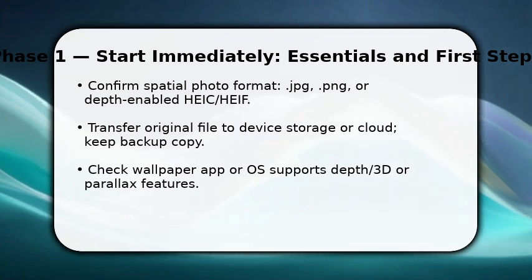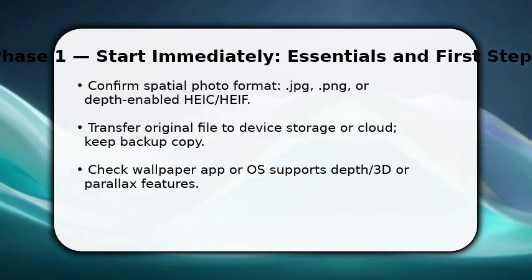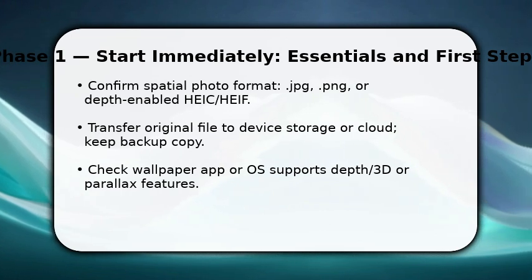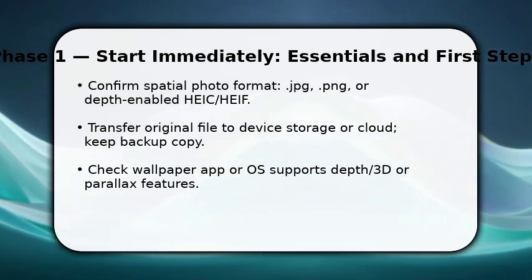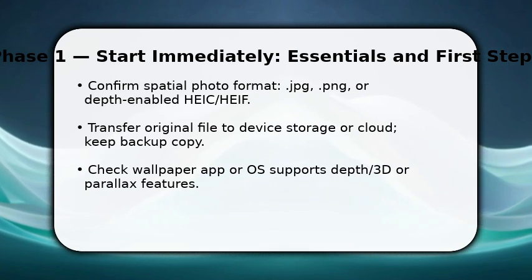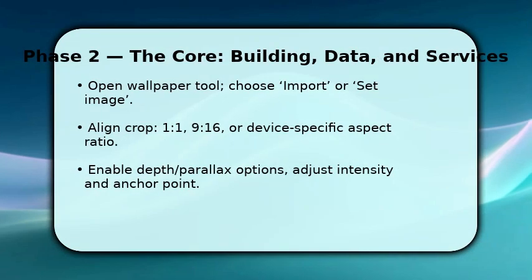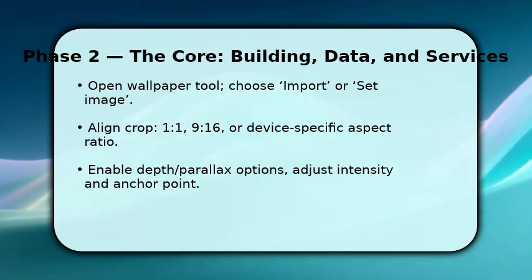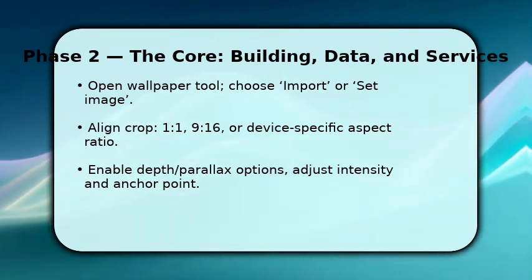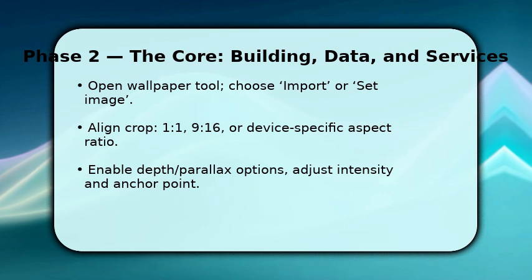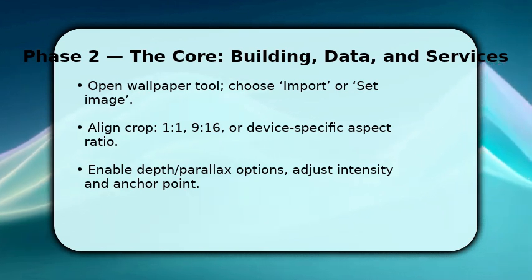This short prep saves time because you avoid format conversions mid-process and preserve the original image if you need to retry. You now import and align the photo for the screen. Use the Wallpaper tool's Import or Set Image control, then position the subject inside the safe area. Choose the correct aspect ratio like 16:9 or the device-specific preset.